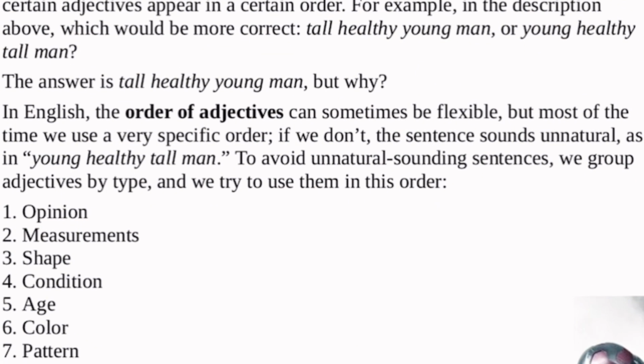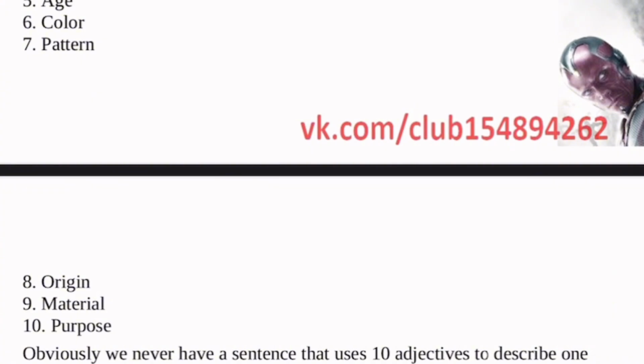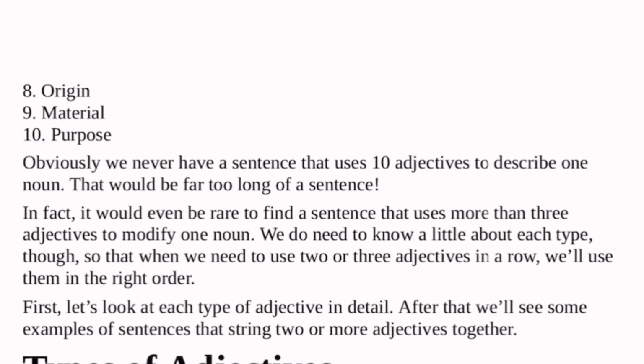Number 1 is opinion, then measurement, shape, condition, age, color, pattern, origin, material, purpose. Now, please take note that it is not possible for you to use 10 adjectives to describe a noun. It is never possible in the English language. Don't write like that. In fact, the maximum you should find is probably 3. It would even be rare to find a sentence that uses more than 3 adjectives. Yes, the maximum you can use and that you will find is 3.